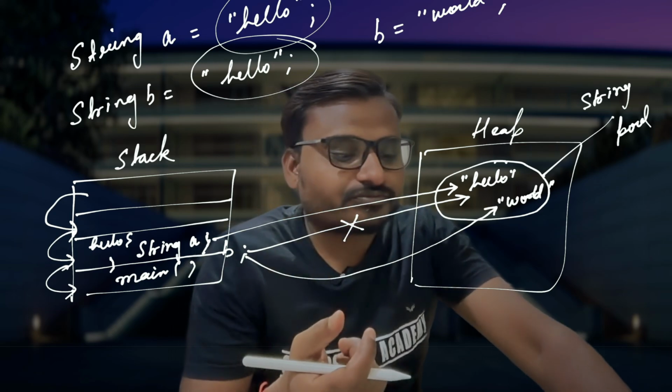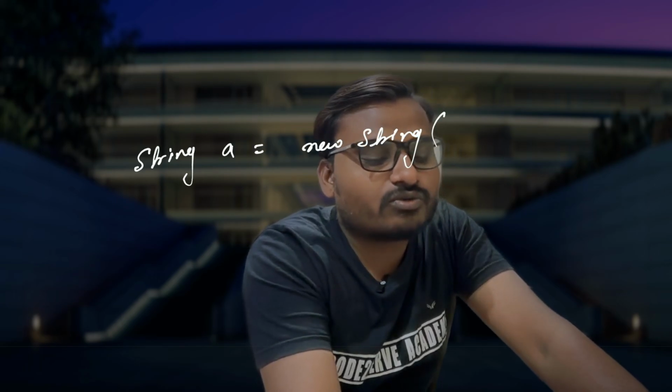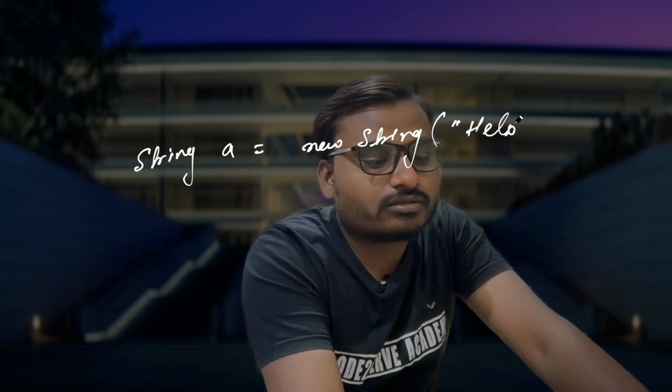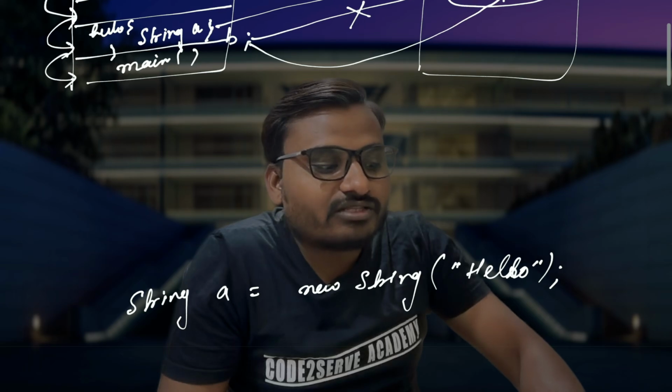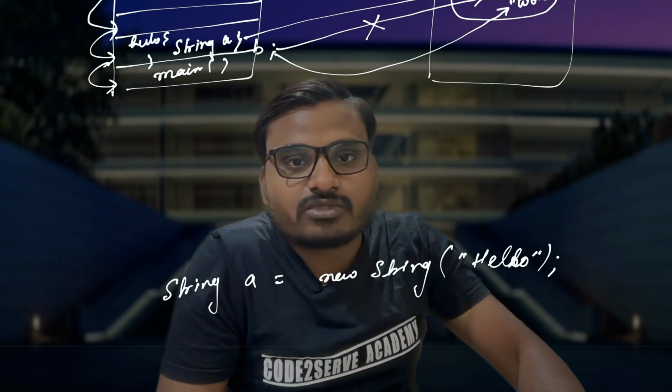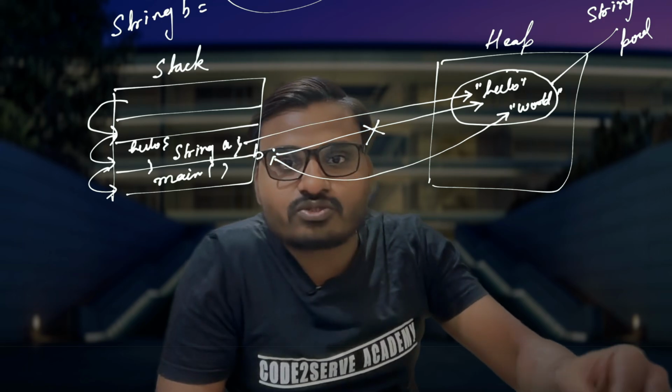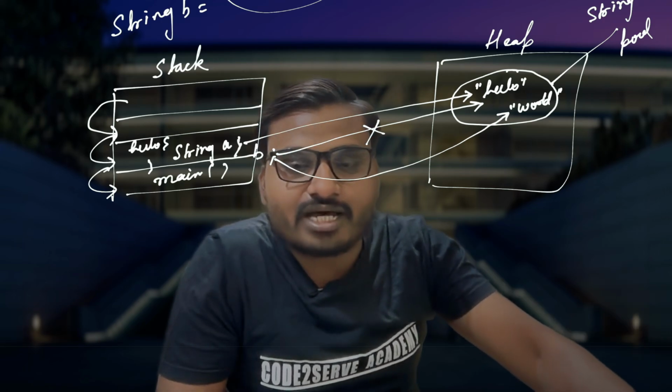Now come back to the string itself, now using the class constructor. Now we say string a is equals to new string, and in this we are saying hello, right? So in this, what happens? Last time when we were creating the string using string literals, it was getting stored in the string pool. But now what is happening?